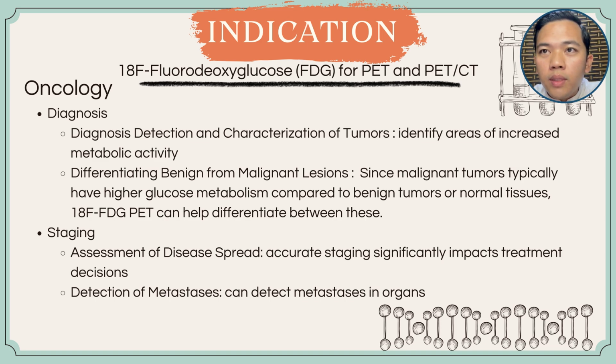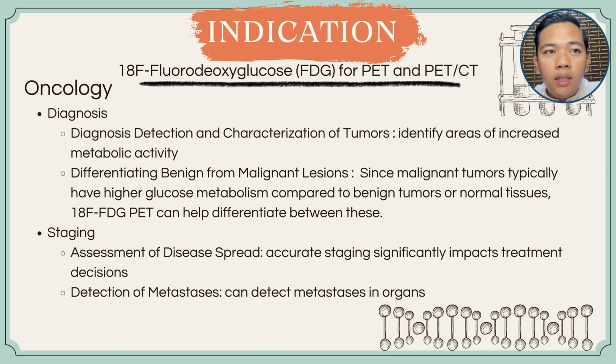Okay, now I would like to present the indications of 18F fluorodeoxyglucose, commonly known as FDG, for PET and PET CT. So, firstly, for oncology, the diagnosis, detection and categorization of tumor. PET scan can identify areas of increased metabolic activity typical of cancer cells. This helps in detecting tumor, especially in areas difficult to visualize with other imaging techniques.